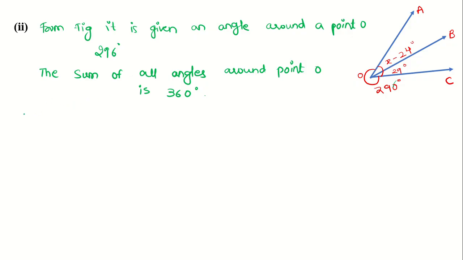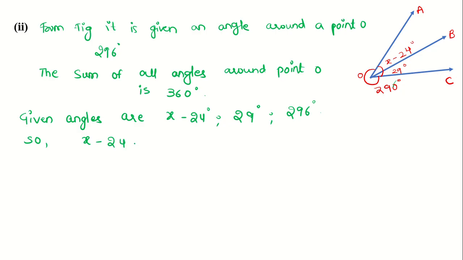Okay. So, what are the given angles? Given angles are x minus 24 degrees, next is 29 degrees, and next we have 296 degrees. So, what equation will you get? It will be x minus 24 plus 29 plus 296, the sum of all these angles is equal to 360 degrees.